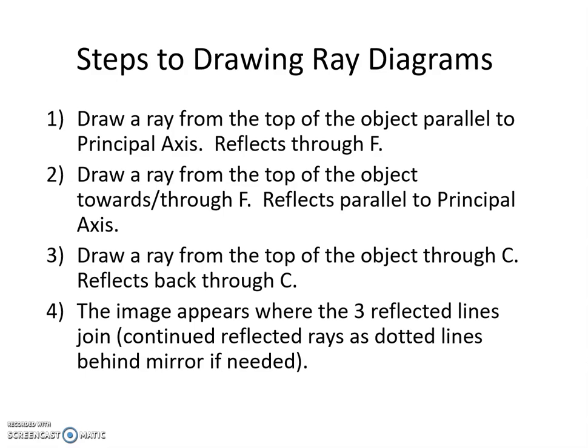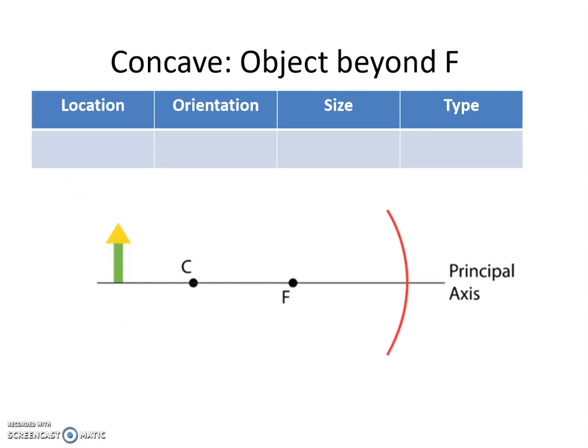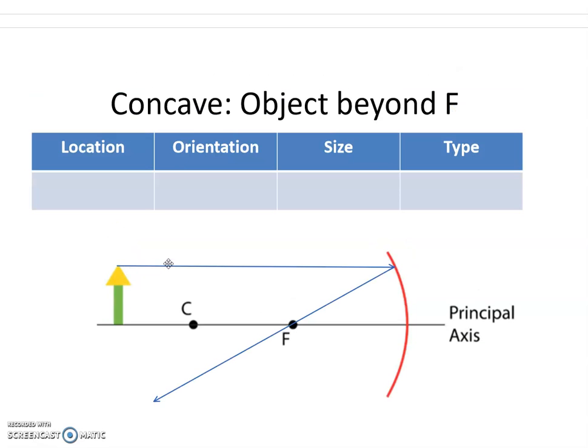So we're going to use the following steps to draw ray diagrams, and I'm going to walk through them one at a time. The first one is this: draw a ray from the top of the object parallel to the principal axis, reflect through F. So let's do that. On this next slide, we're going to draw a ray that goes from the top of this object parallel to the principal axis and then reflects through F. And so there's my first ray.